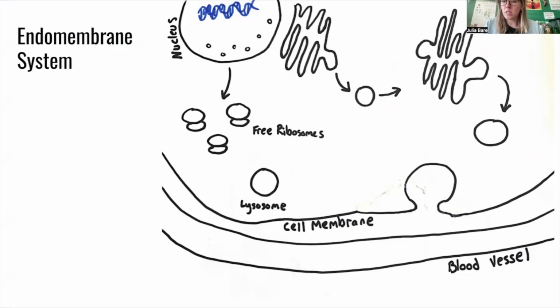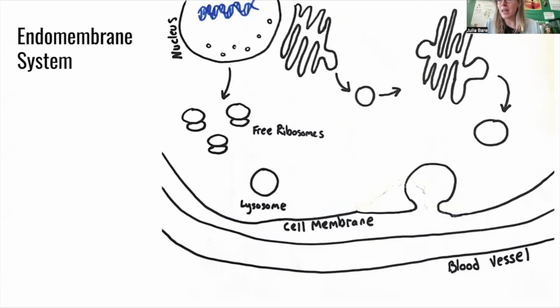So the endomembrane system consists of a variety of different components. It consists of the nucleus, the endoplasmic reticulum, which is up at the top here. It'll be labeled in just a second. The Golgi apparatus, vesicles, lysosomes, and then the cell membrane. Those are all some critical components of the endomembrane system.